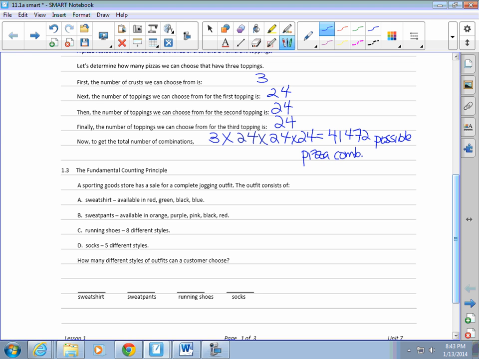Running shoes are in 8 different styles, and you have 5 different styles of socks. So it says, how many different styles of outfits can a customer choose? Well, they could choose from 4 sweatshirts. They could choose from 5 sweatpants, 1, 2, 3, 4, 5. For running shoes, there were 8 different styles, and there were 5 different styles of socks. So if I multiply these all together, I would have a possibility of 800 different outfits.